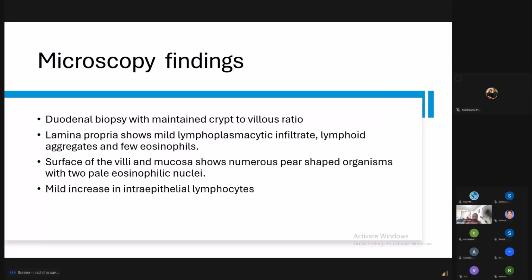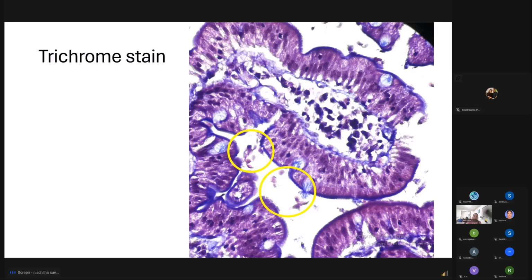To summarize the microscopy findings, the duodenal biopsy showed maintained crypt to villus ratio. Lamina propria shows mild lymphoplasmacytic infiltrate. Lymphoid aggregates are seen, but there is no marked lymphoid proliferation. This finding is also normally seen in a duodenal biopsy, and scattered eosinophils are present. The surface of the villi and mucosa show numerous pear-shaped organisms with two pale eosinophilic nuclei. Intraepithelial lymphocytes were mildly increased, that is, within 30, not a marked increase.